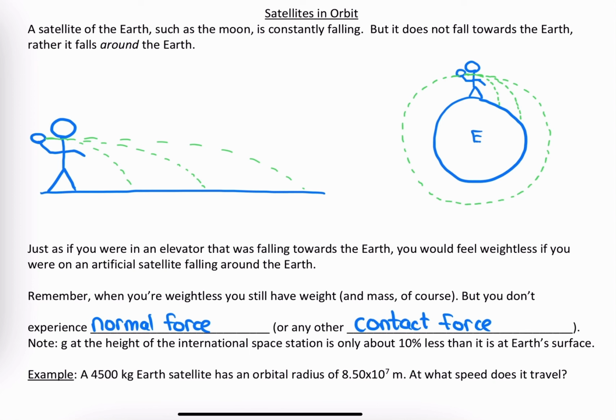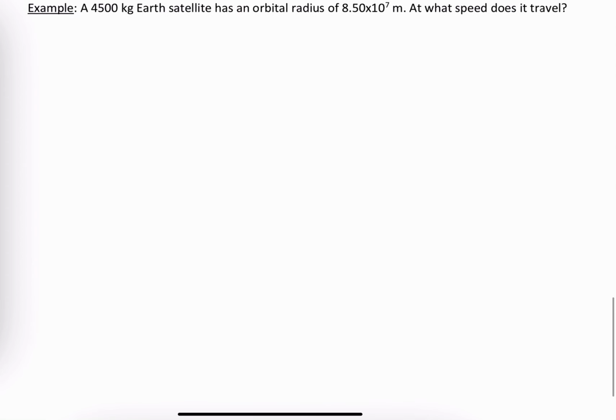Okay, so now that we kind of understand the concept of orbit, let's see how we can do some calculations with it. A 4,500 kilogram Earth satellite has an orbital radius of 8.5 times 10 to the 7 meters. At what speed does it travel?